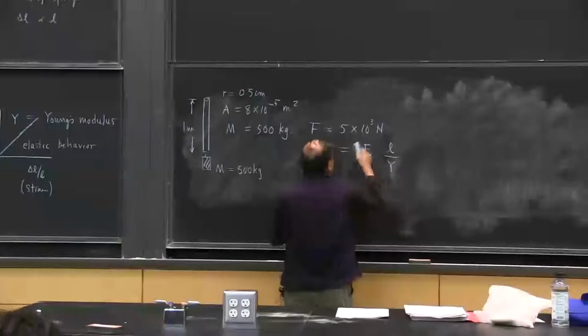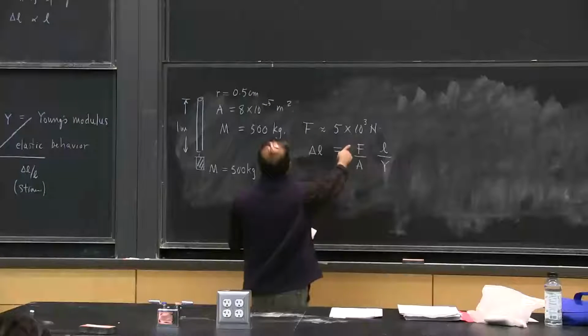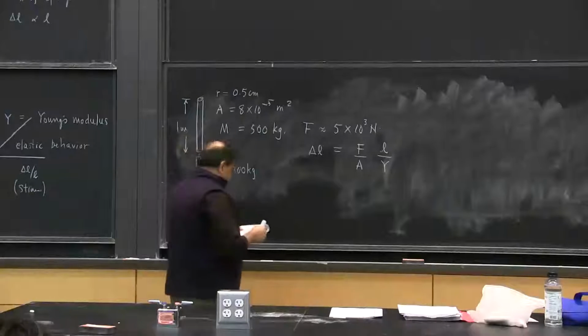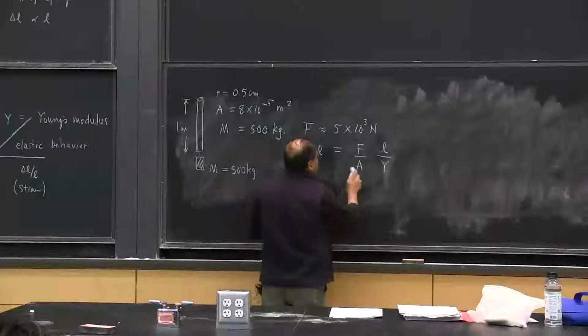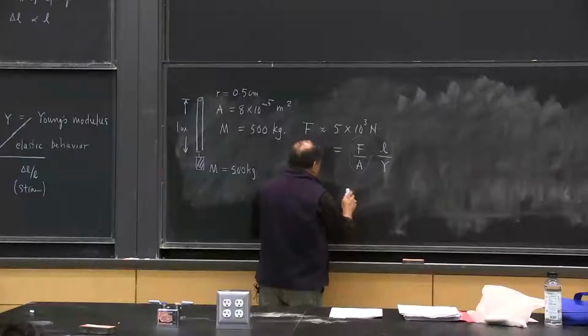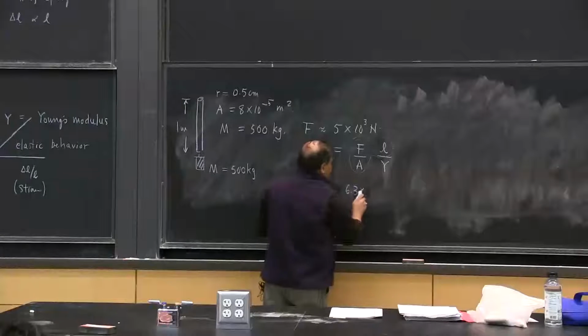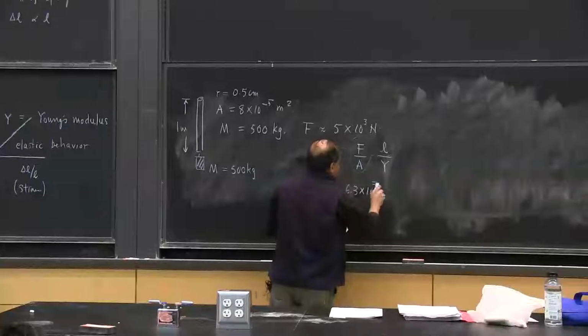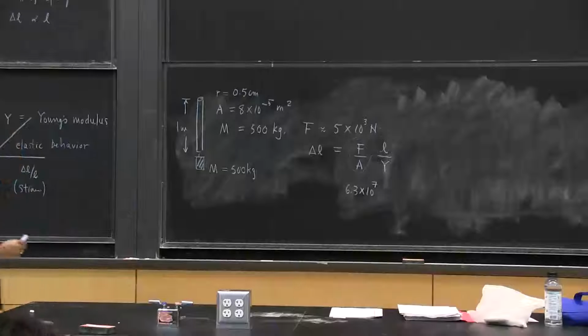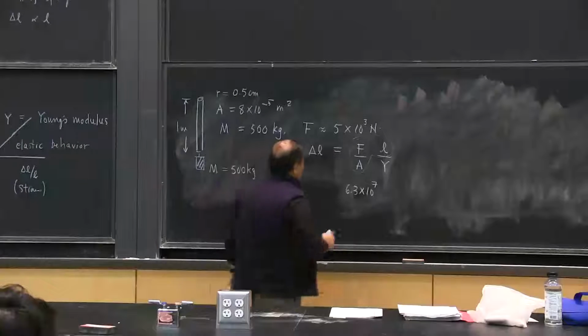So this is 1 meter. It's F over A. F is 5,000, 5 times 10 to the 3. This is 8 times 10 to the minus 5. So obviously it's going to be a large number. So this piece here comes out to 6.3 times 10 to the 7 in the right units. I'm not going to write down the units right now. It's not critically important that we do that.